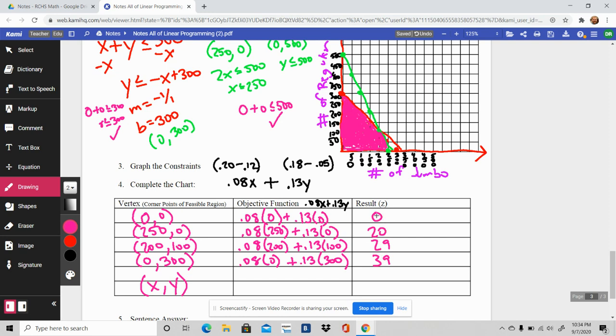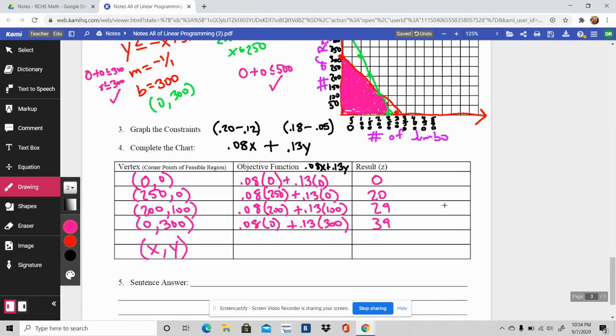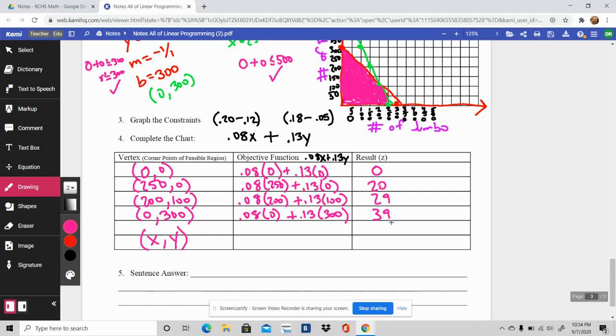So not very much. We don't really know the situation that's going on. I don't know much about making biscuits or anything like this, but I can tell you that profit right now, we're talking about money. That's our units. We're talking about making a profit of no profit at all, $0, making a profit of $20, making a profit of 29, and making a profit of 39.